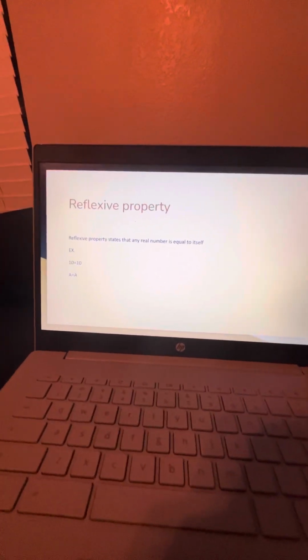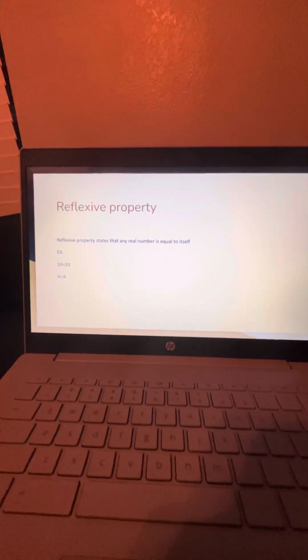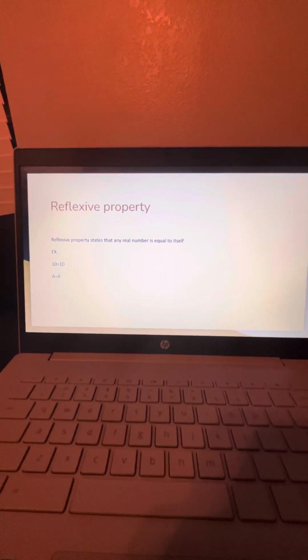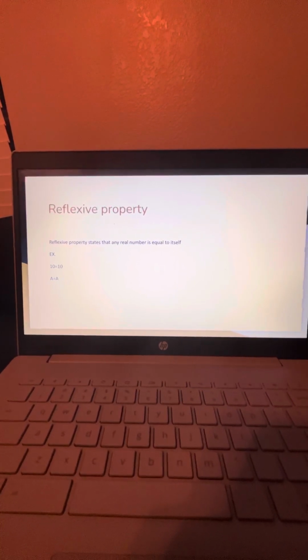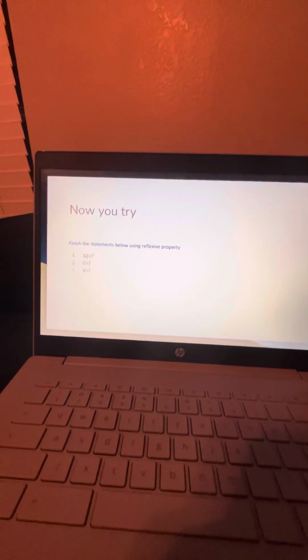So reflexive property states that any real number is equal to itself. So 10 is always going to equal 10, and A is always going to equal A. This can go for however big of a number you can think of or any other letter in the alphabet. It's always going to equal itself.